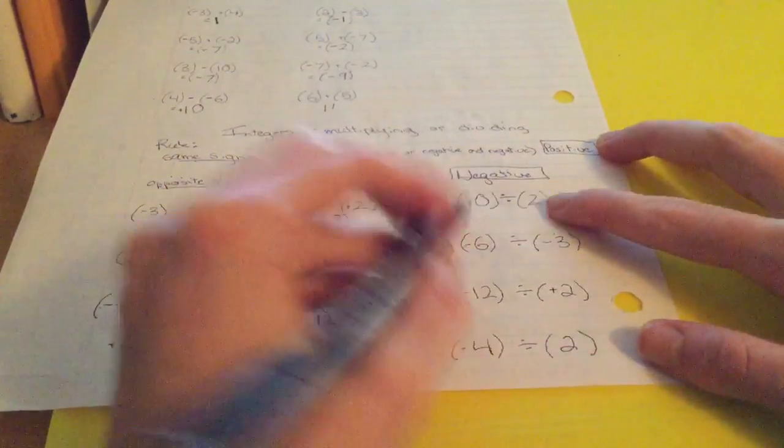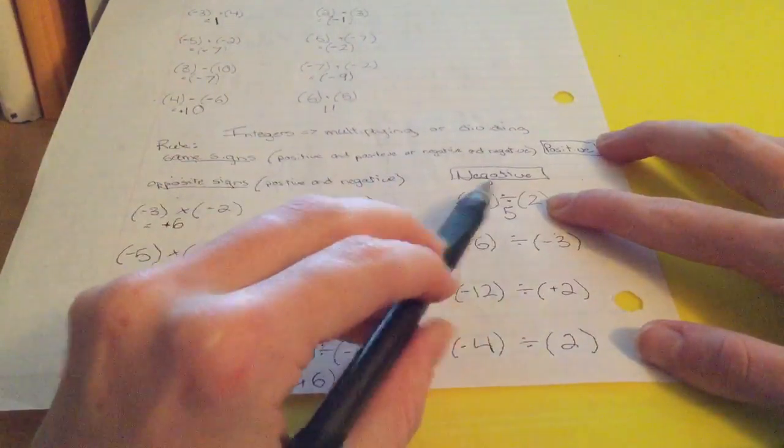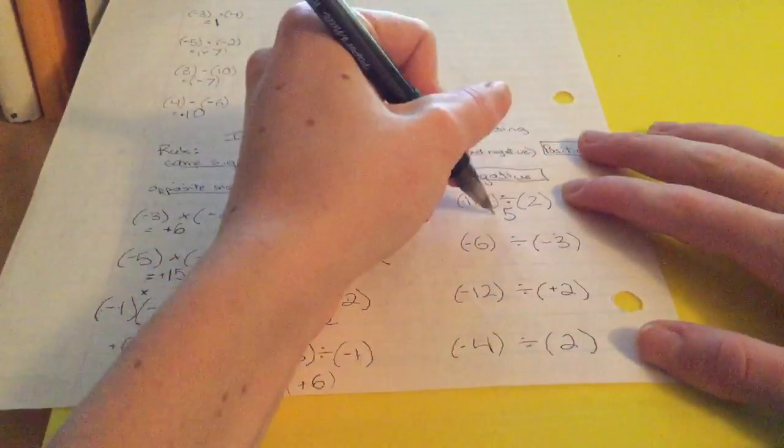Here we have 10 divided by 2. 10 divided by 2 is 5. And you have a positive and a positive. So the same signs is going to yield a positive answer.